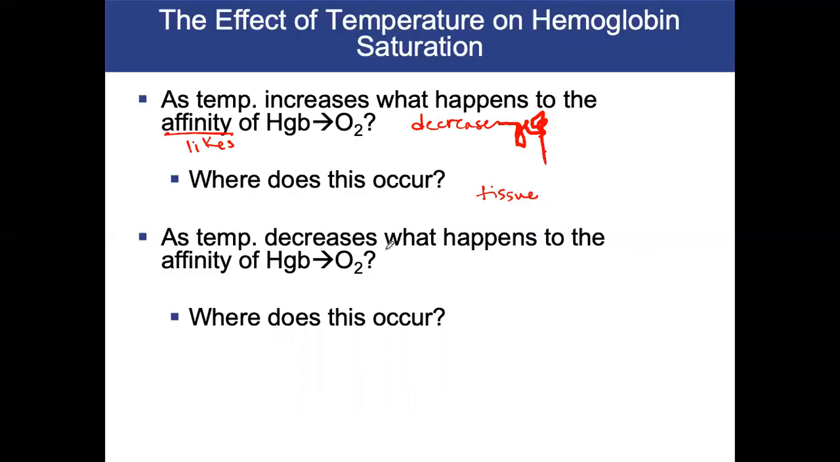As temperature decreases, what happens to the affinity of hemoglobin for oxygen? So as temperature drops, what happens to hemoglobin being able to bind oxygen? It's going to increase. Okay. And where does this occur? Where is there a lower temperature? Tissues or lungs? Good job. At the lungs. Okay. So yes, you kind of just rattled this off and went through this, but I want you to really understand it. I want you to draw it out. Really important. Okay. You need to start developing those drawing and critical thinking skills.